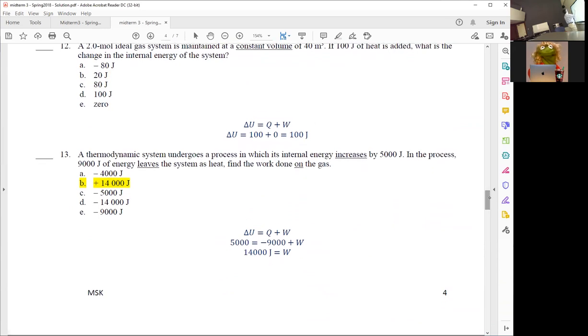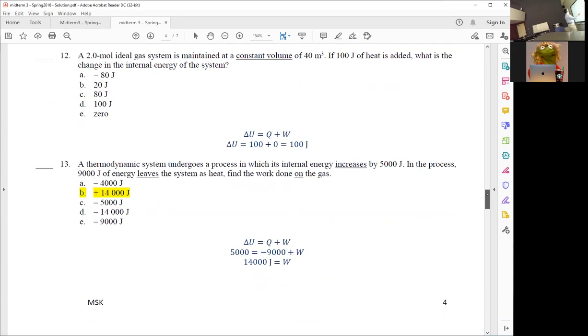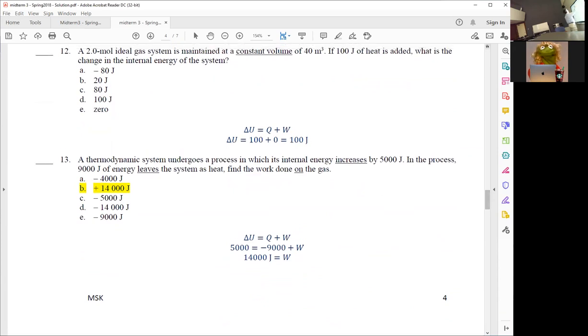Now, question number 13. I may take 5 more minutes from you guys if you don't mind. Question 13 says a thermodynamic system undergoes a process in which its internal energy increases. Keyword: increases by 5,000 joules, meaning the change in internal energy, delta U, is positive because it's increasing, okay?